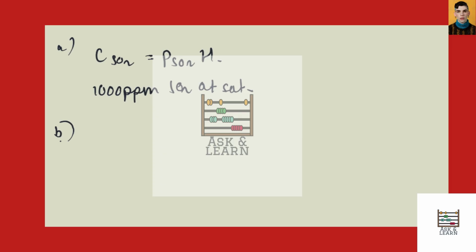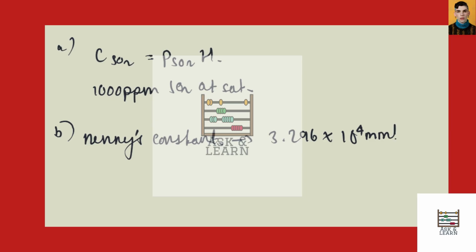So in the second part here, we're taking a look at Henry's constant. We've looked at equations like this before, so all we need to do is calculate some mole fractions, some moles, and then we get a value of 3.296 times 10^4 millimeters of mercury per mole fraction.